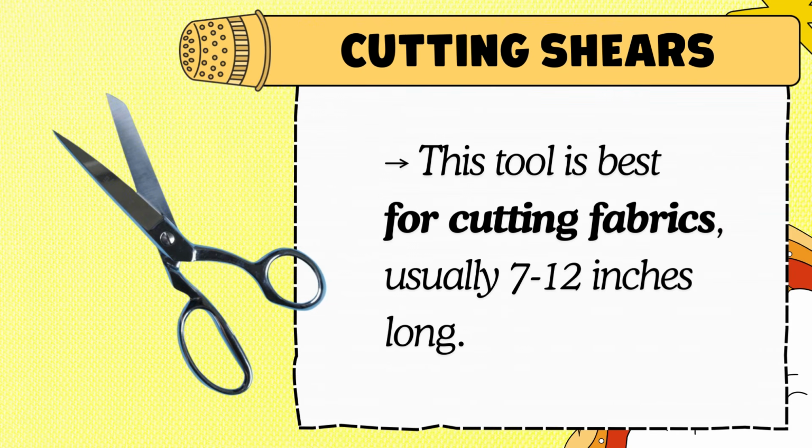8. Cutting shears. This tool is best for cutting fabrics, usually 7 to 12 inches long. These are special scissors used only for fabric. They are sharper and bigger than regular scissors, so they cut cloth cleanly and easily.